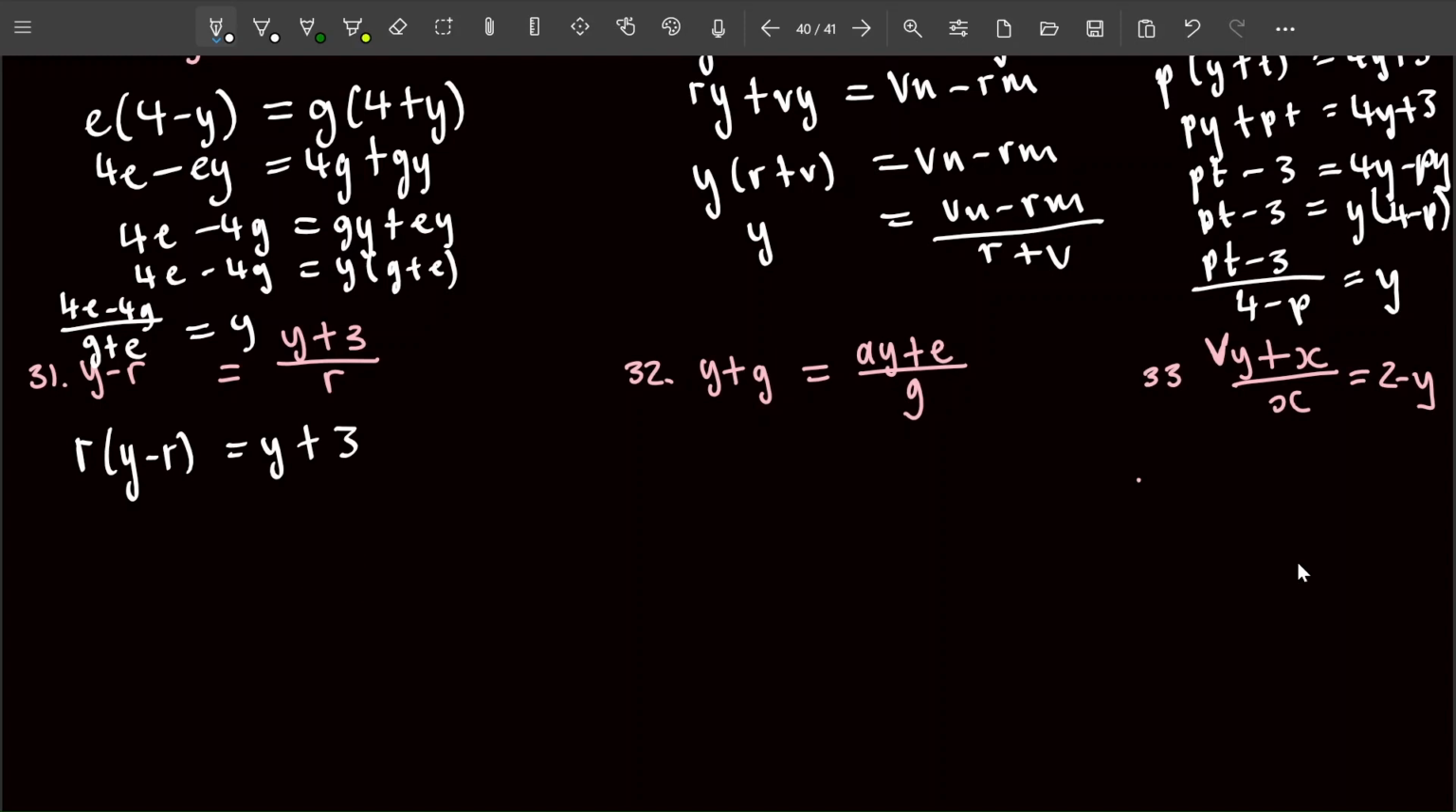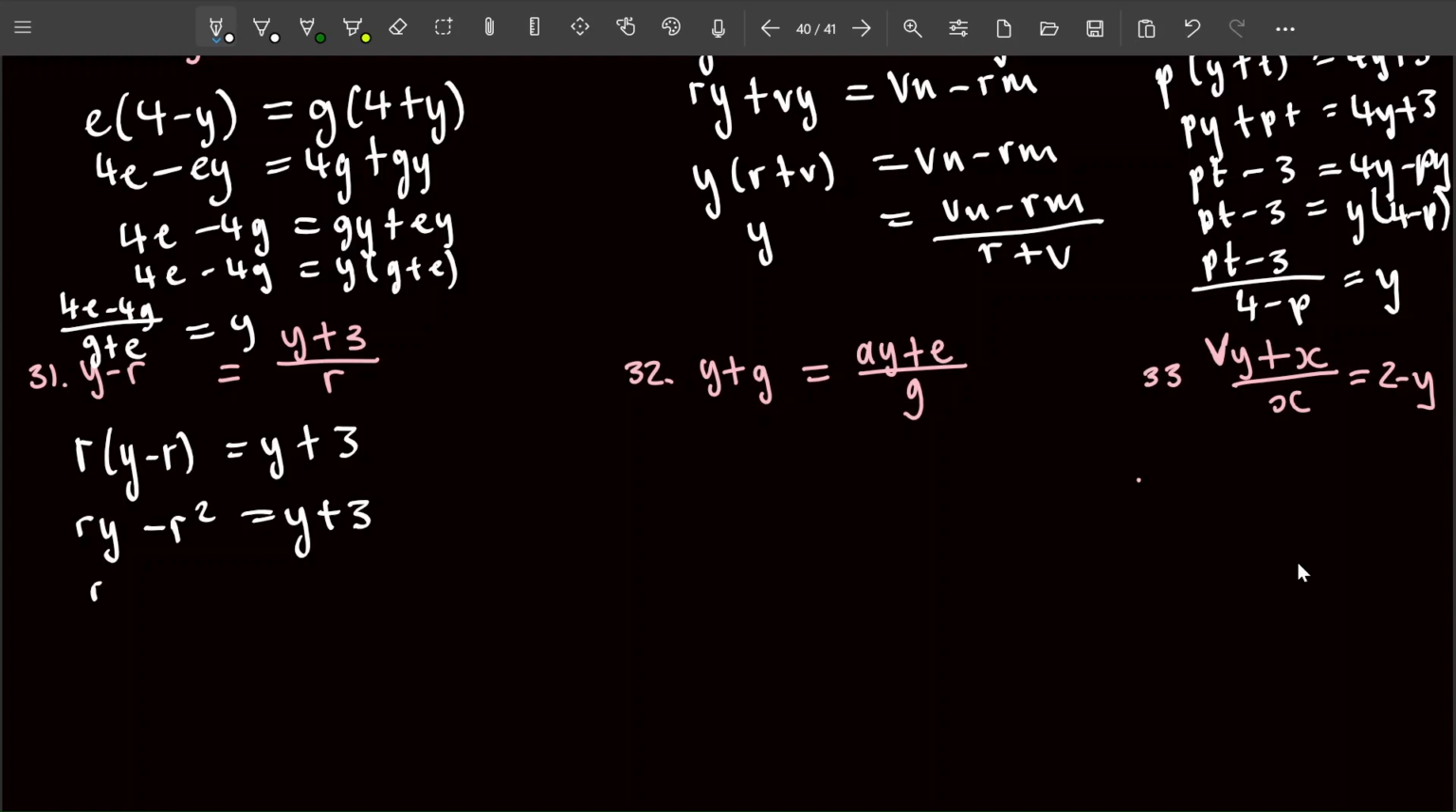I have to expand because y is there on both sides. I'm going to get ry minus r squared. You remember the laws of signs? r times r is r squared. The negative is because I'm multiplying positive and negative numbers, so the signs are different. Your answer will be negative. r times r is r squared. It is equal to y plus 3. I had to expand because I had y on the left and on the right.